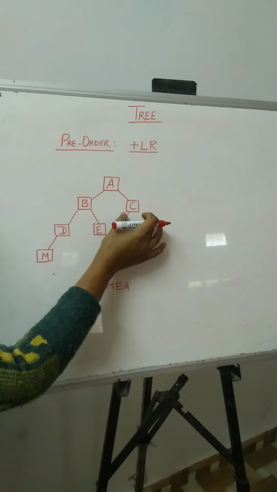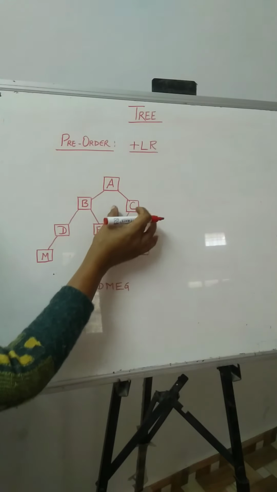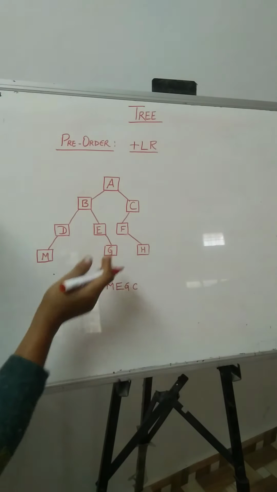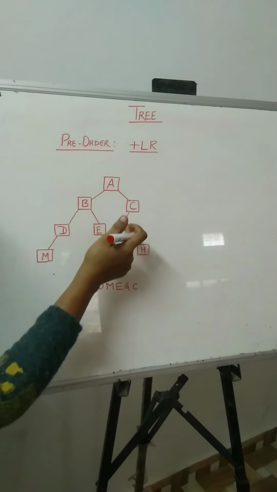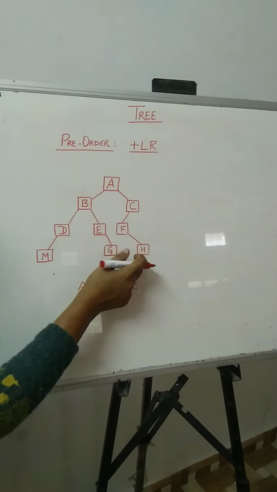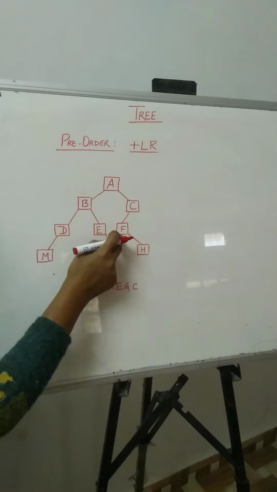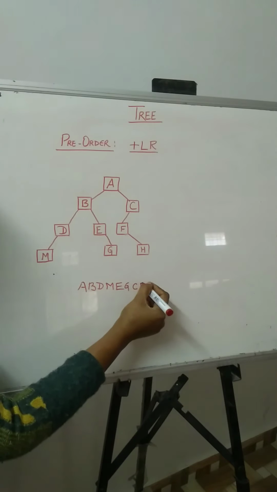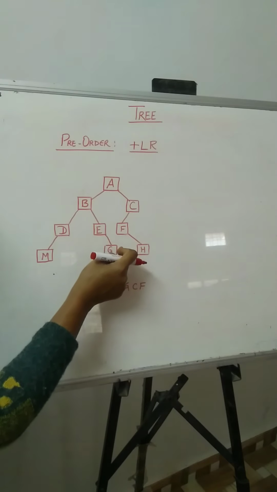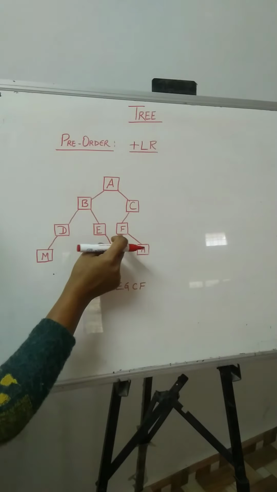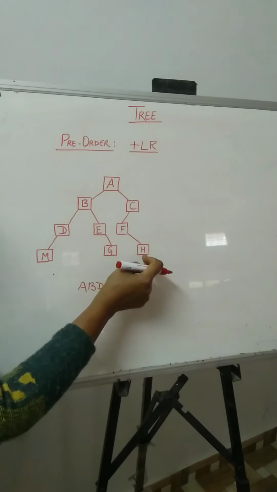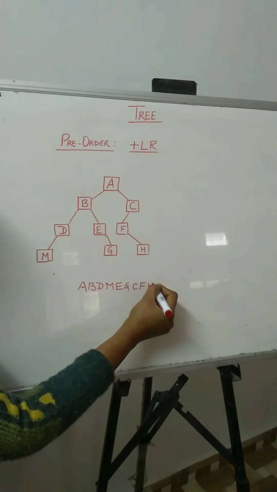Here right side C. C also has a node, so C is considered as a root node. Here we write C. Firstly we write root, then left, then right. We move to the left side of the node. Here is F. F also has a branch, so F node is considered as root node. So here we write F. After writing F, we move to the left side of the F node. Here there is no element. So we move to the right side of F node. Here is H element. So here we write H.